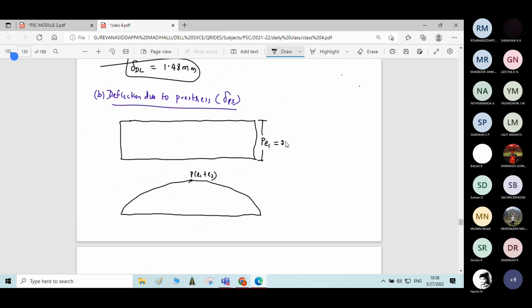300 into 10 power 3 into 30. So you will get the answer as 9 into 10 power 6 Newton millimeter. So here P into E1 plus E2 is 300 into 10 power 3 into E1 is 30 plus E2 is 60. Okay, we will get the answer as 27 into 10 power 6 Newton millimeter.